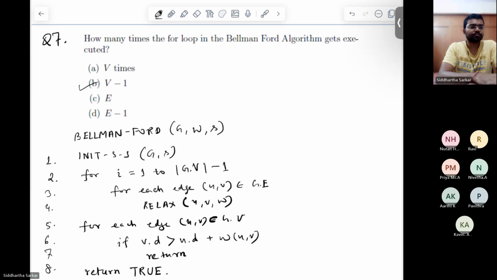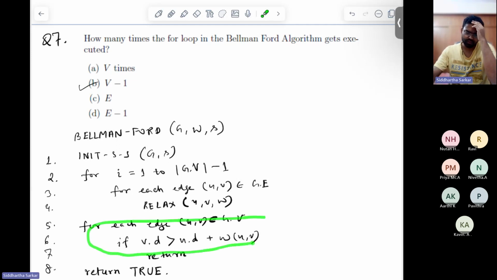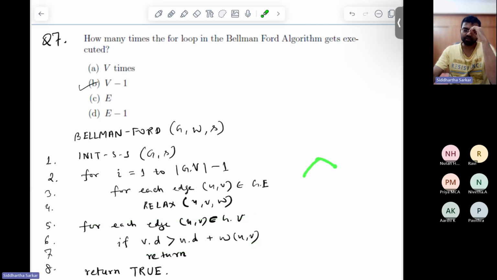And then after that, what do we do? We try to relax every edge once again to check whether there's a negative cycle. If there's a negative cycle, then by taking that cycle, the shortest path can be reduced even further. So the shortest path is not even well defined if there's a negative cycle.